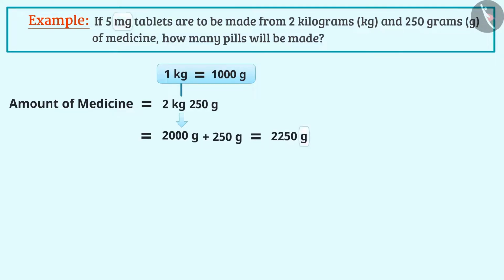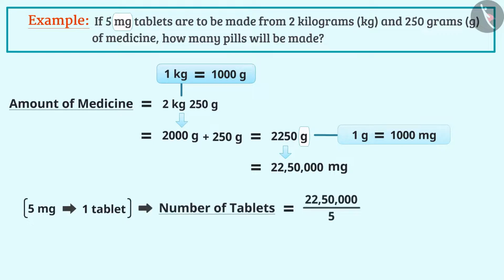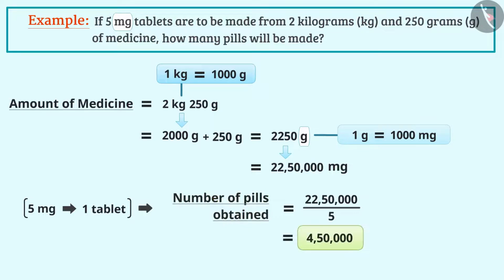Still, the units are not the same. Here, the grams have to be changed to milligrams. Since 1 gram is equal to 1000 milligrams, 2250 grams will be 2250 multiplied by 1000 milligrams, that is 22,50,000 milligrams. One such tablet of 5 milligrams is to be made from this quantity. So, the number of tablets can be obtained by dividing. With this, the number of pills obtained is 4,50,000.